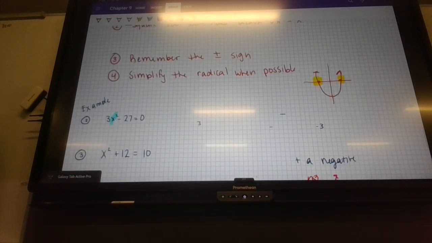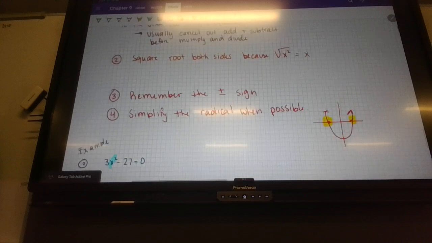All right, let's do these 2 examples. Are you on step 3 yet? No. Okay, go on.